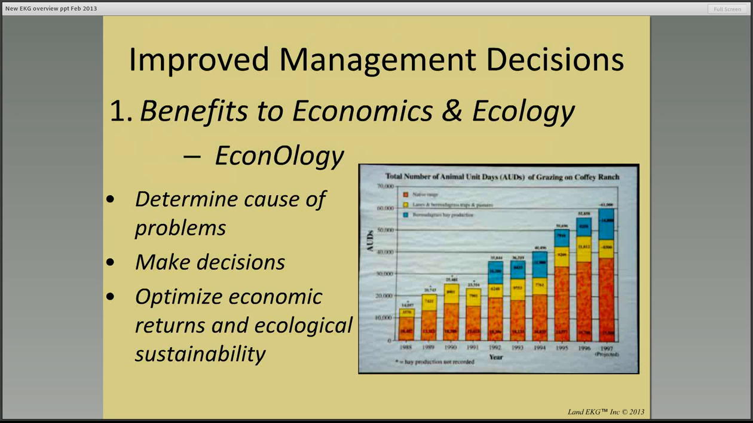When we think about improved management decisions, the benefits have to be broad-based, in that they benefit the economics and they benefit the ecology. I've heard Dave Pratt speak of this as econology. It's the study and practice of econology when it comes to ranching and ranch management. So what we're trying to do is use monitoring to determine the cause of problems, if there are any, to make decisions, and as I mentioned, optimize the economic returns and create a sustained ecological function within the system itself.